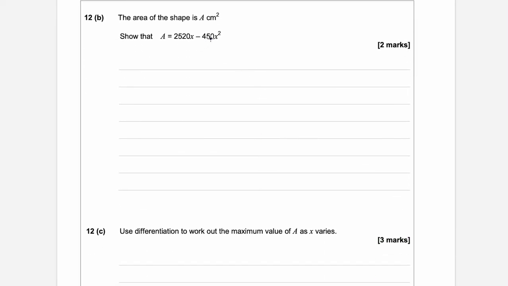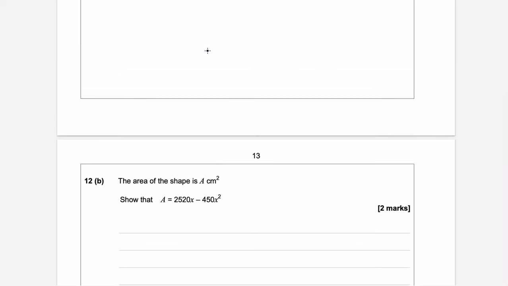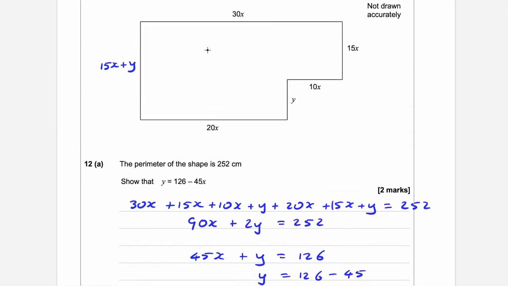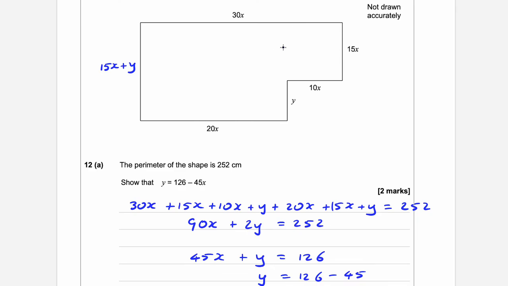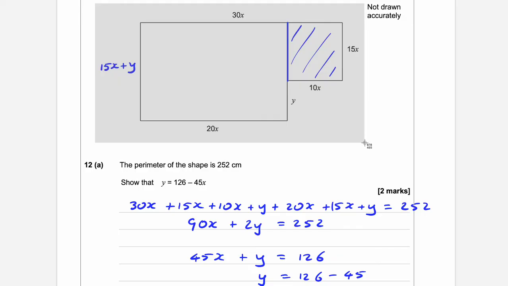The area of the shape is A centimeters squared. Show that A is equal to this. Okay. Right, let me go back up here, guys. We're going to split it into 2 rectangles. Okay. This one here and this one here. The blue one is, let me just bring this down, guys, so we can see it.